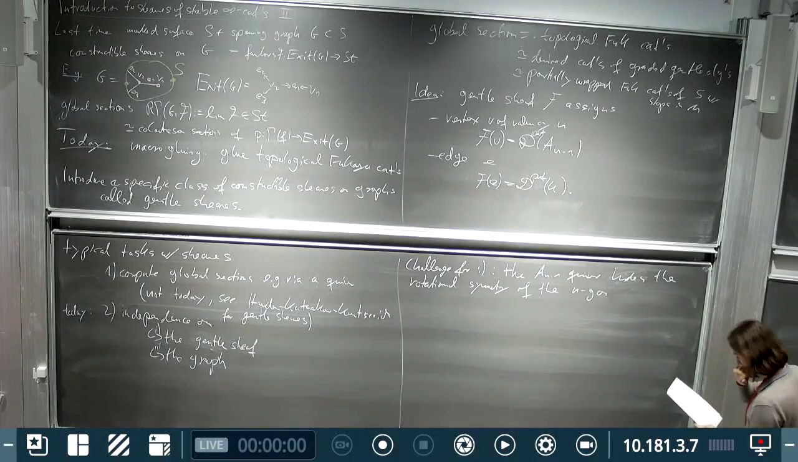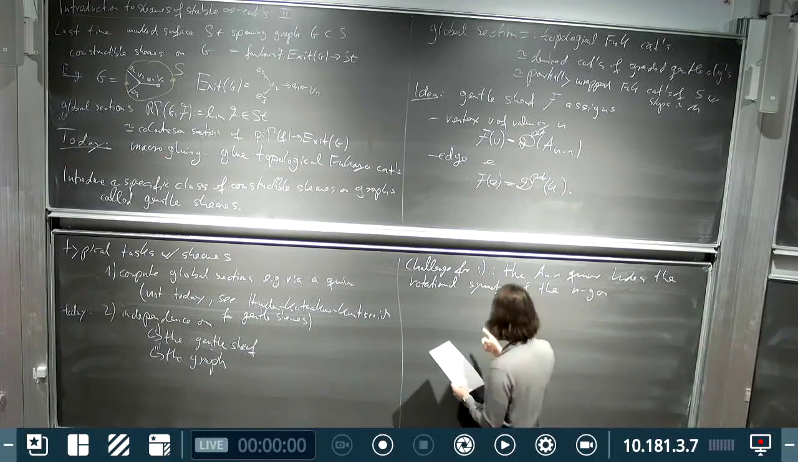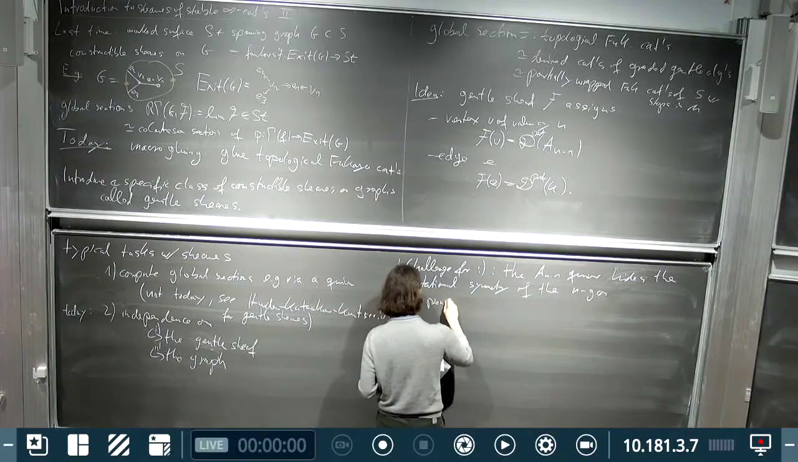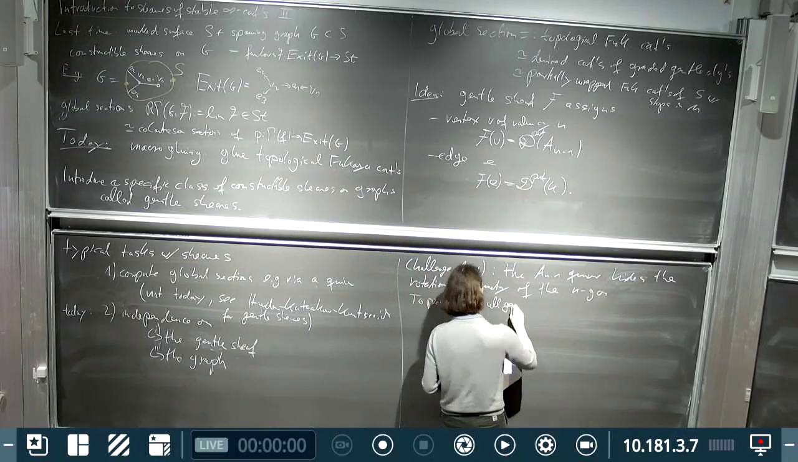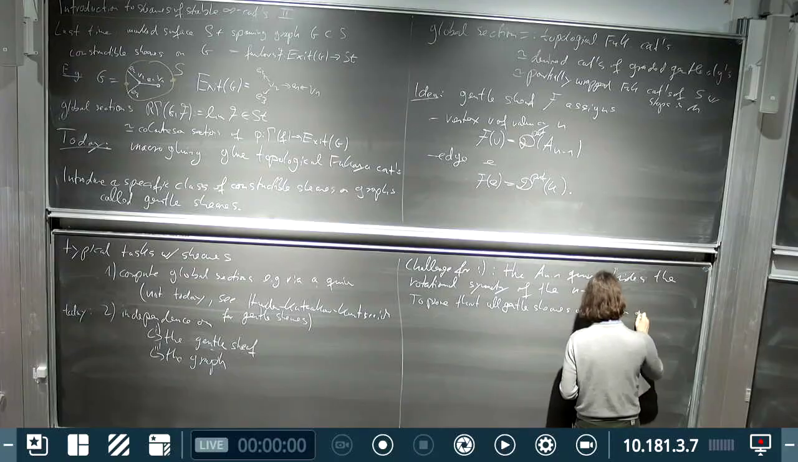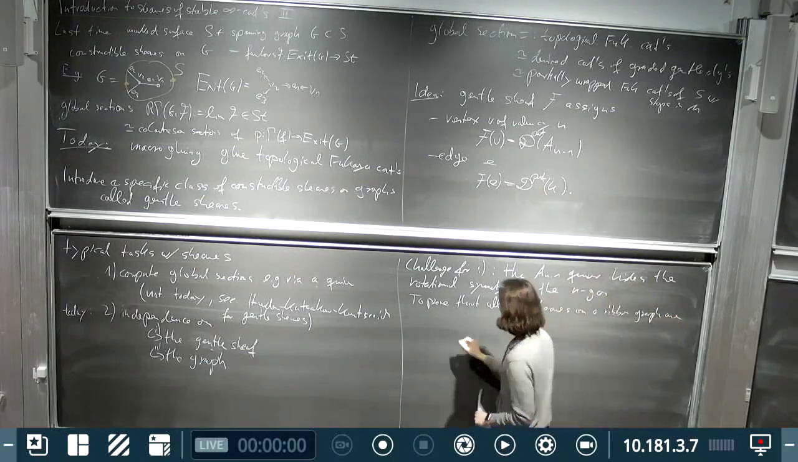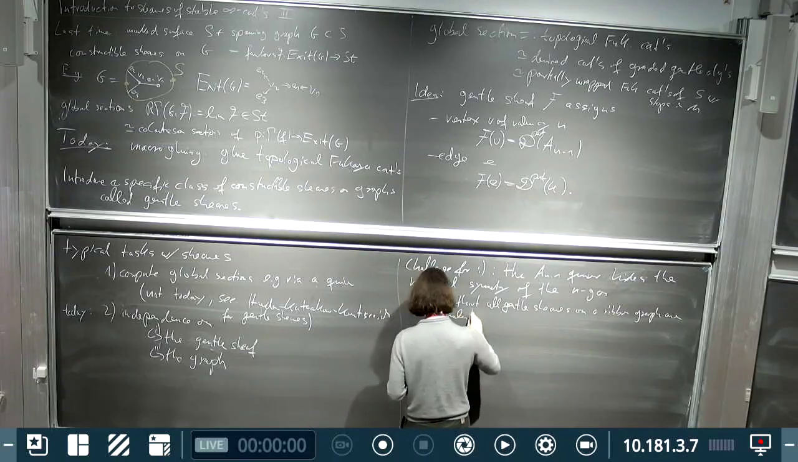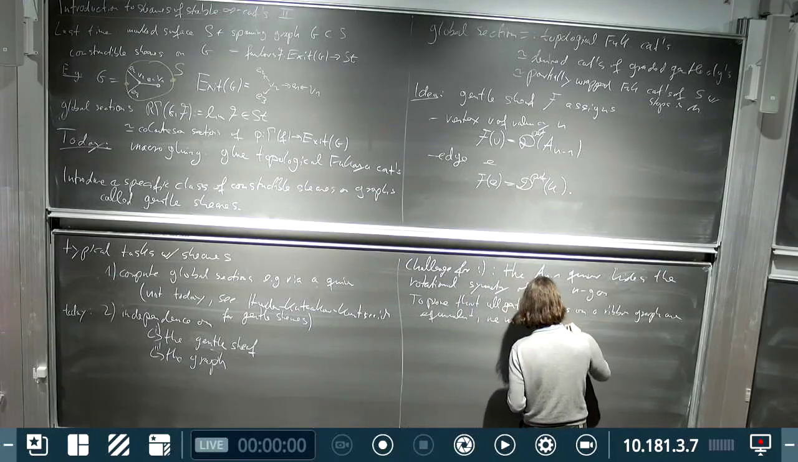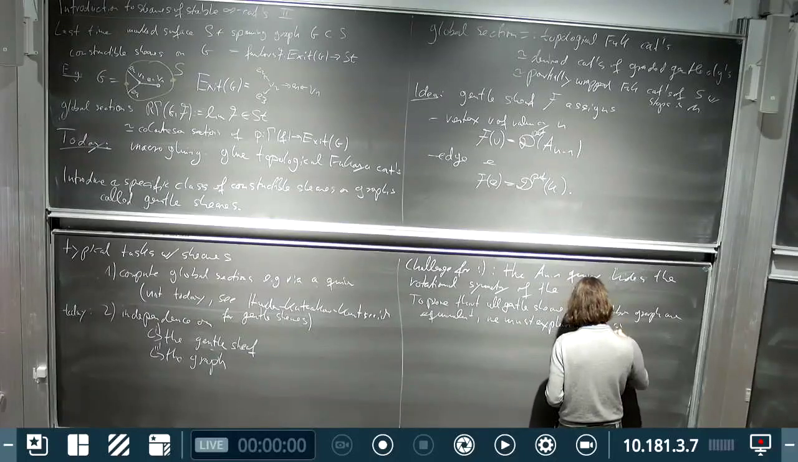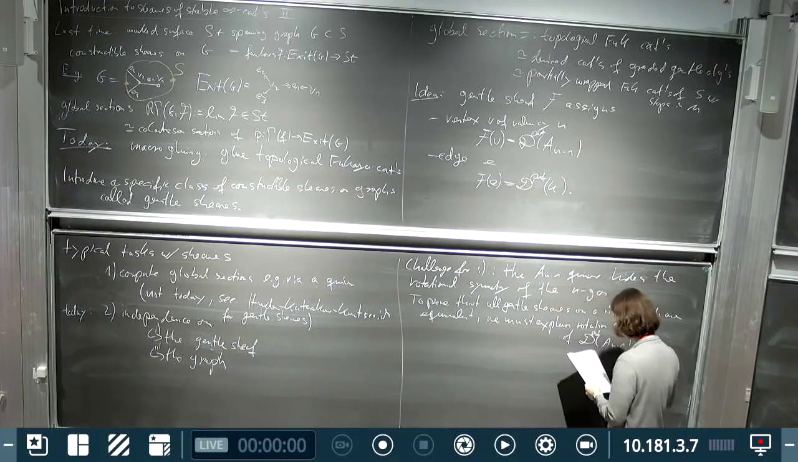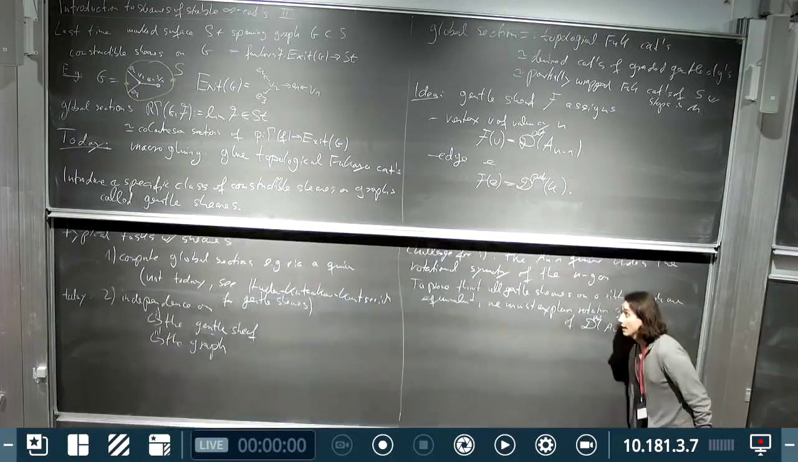And how do we do this? So, to prove that all gentle sheaves on the ribbon graph are equivalent, we must explain the rotational symmetry of this AN quiver. Okay, so let's start with that.